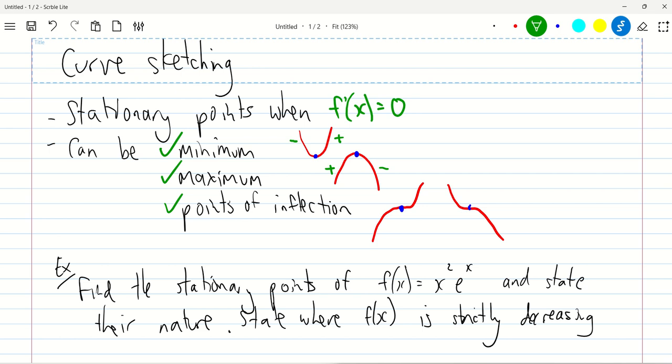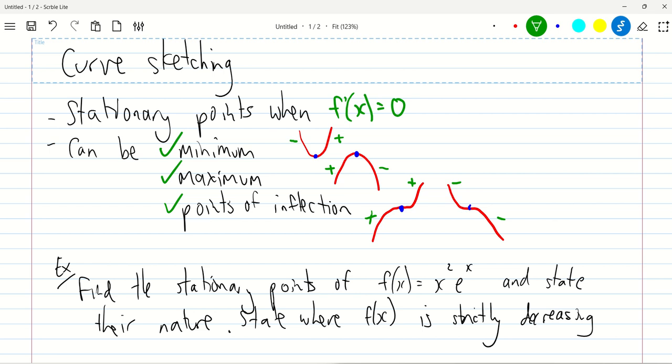And for the points of inflection, to the left of an increasing point of inflection, it's a positive gradient, and then after it's a positive gradient. So it just continues to go up after the point of inflection. And for one that's going down, it's negative before and negative after.